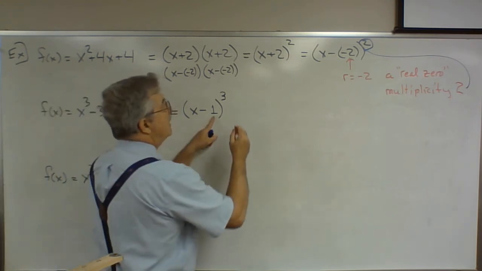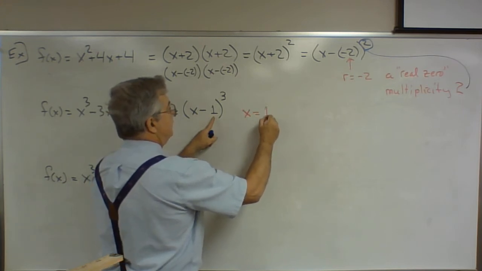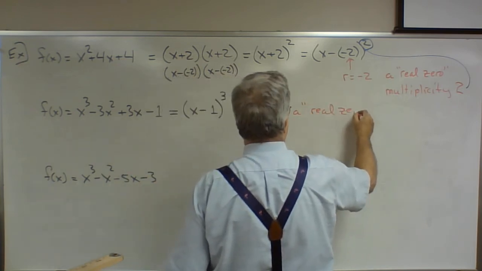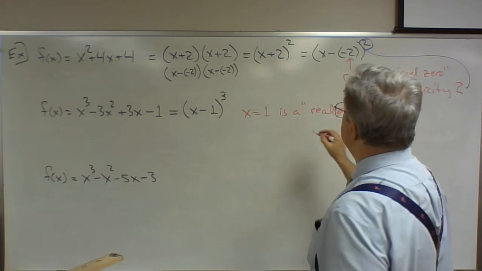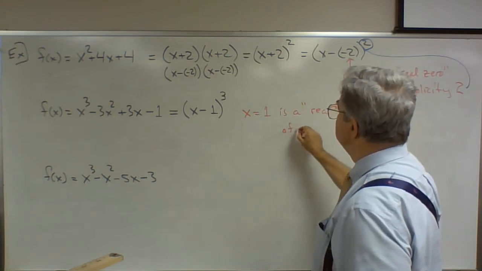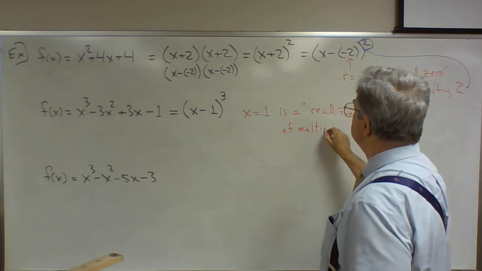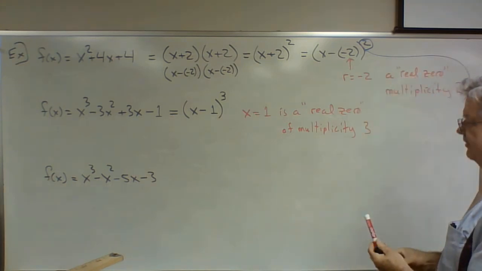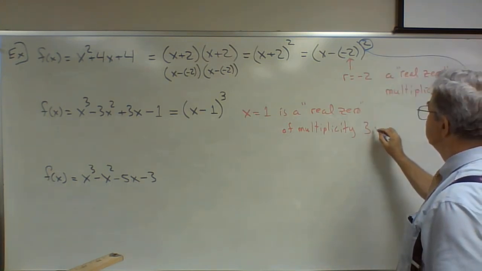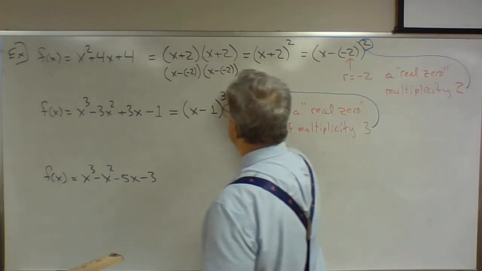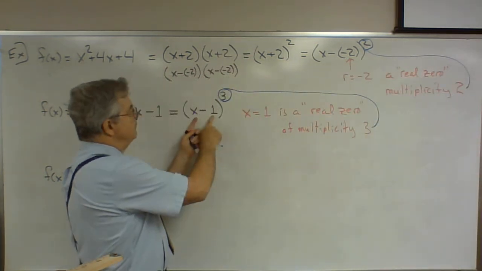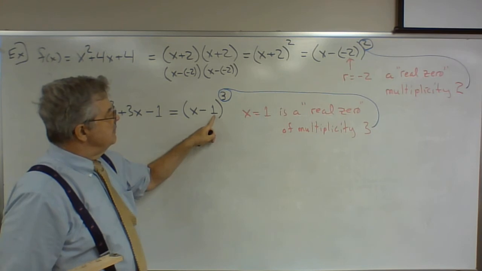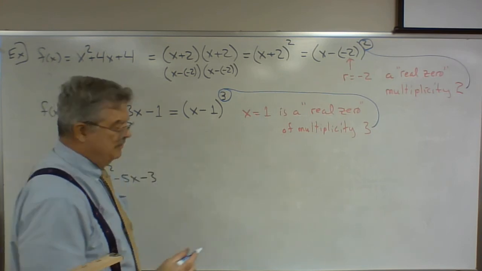So x equal 1 is a real 0 and I'll say of multiplicity 3. And the reason I say multiplicity 3 is because this factor, x minus 1, appears as a factor 3 times. So the real 0, 1 appears as a real 0 3 times.